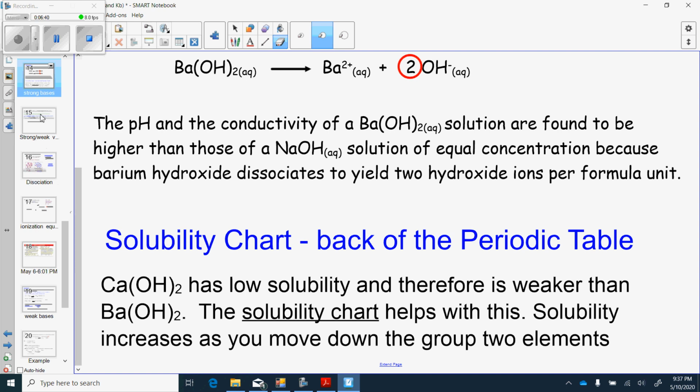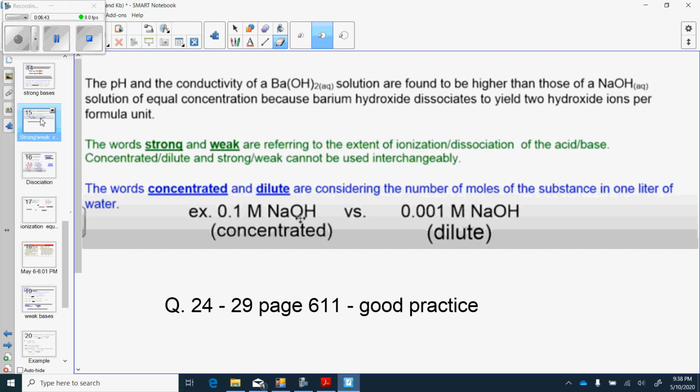So strong bases, look for that OH, and they're 100% ionization for the most part. If they have low solubility, then their percent ionization or percent dissociation will drop. The other thing I want to mention before we go too far is the difference between a strong and weak acid or base versus a concentrated or dilute acid or base. A lot of people mix these up, or they think they mean the same thing, and I want to be clear that they do not.